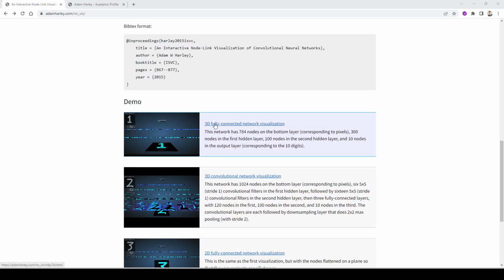We are going to work with a 28 by 28 image, and so these are handwritten image recognition, right? And then we are going to do two hidden layers. The first one has 300 nodes and the second one has 100 nodes. So let's look into this one first.